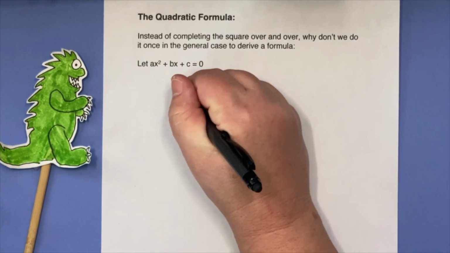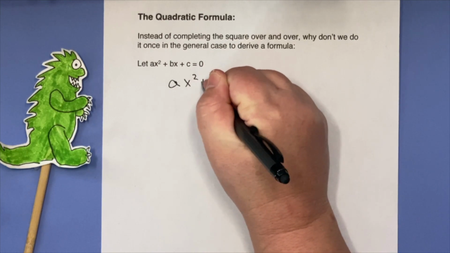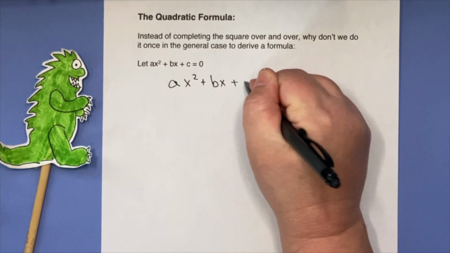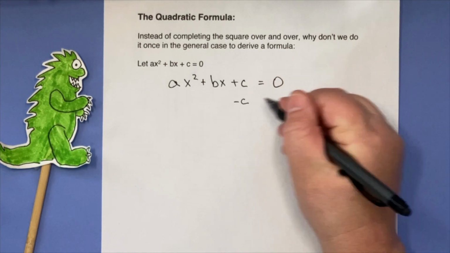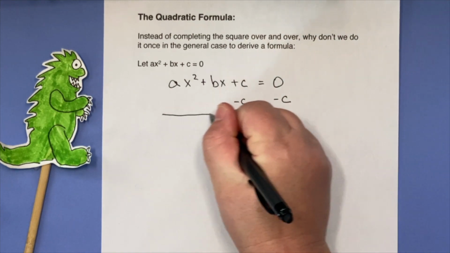So we're going to start off with ax squared plus bx plus c equals 0, and I'm going to use all the steps we've been using for completing the square and see if we can solve for x. So let's go to it. First thing I'm going to do is move the c over to the other side.